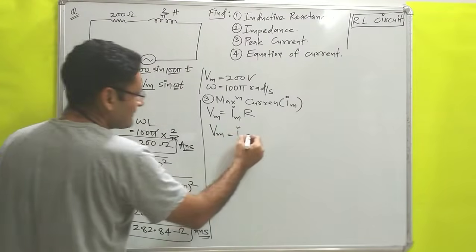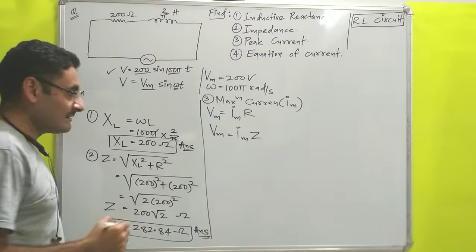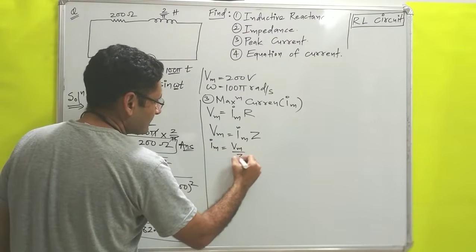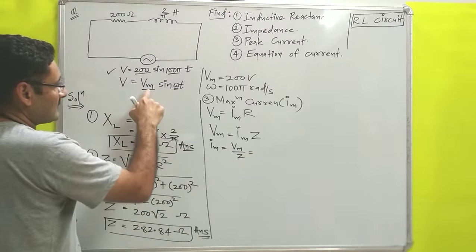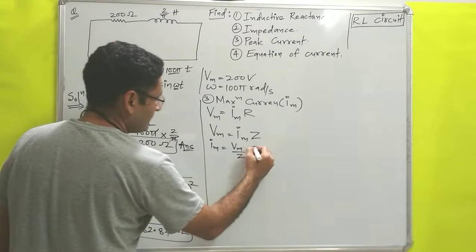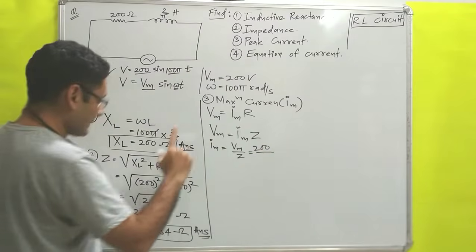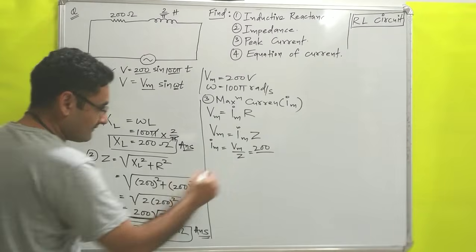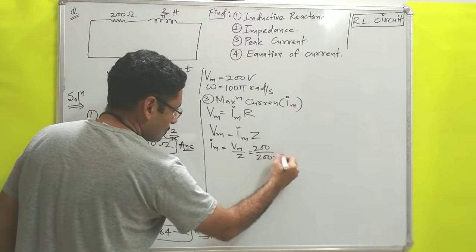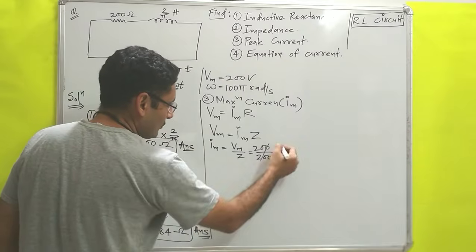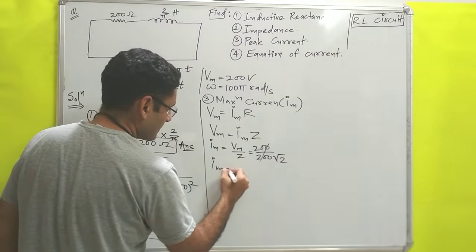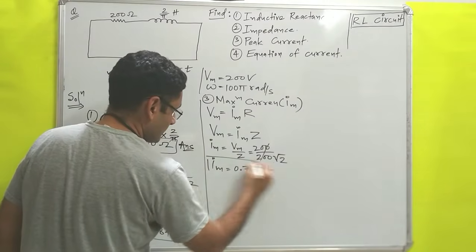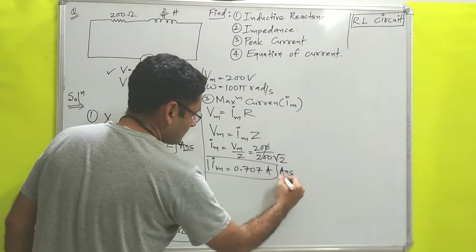Combination of resistance is known as impedance, so it is denoted by Z. Now we want the value of Im, so Im is equal to Vm by Z. Maximum potential is how much? 200, and impedance is how much? Impedance we can write for easy calculation as 200 root 2. So 200 will get cancelled out, 1 upon root 2 value is 0.707, unit is ampere. So that is the next answer.